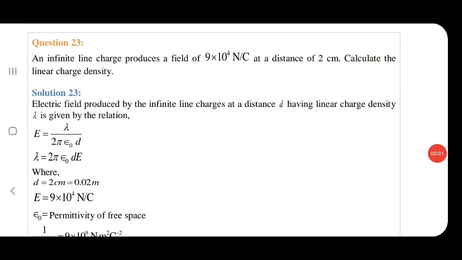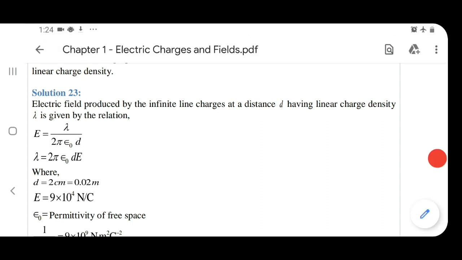Now question number 23. An infinite line charge produces a field of 9 into 10 raised to 4 Newton per coulomb at a distance of 2 centimeter. Calculate the linear charge density. So it's very easy. We know the equation. The electric field produced by a line charge distribution is E is equal to lambda divided by 2 pi epsilon 0 r, for a rod. Here it is written d.